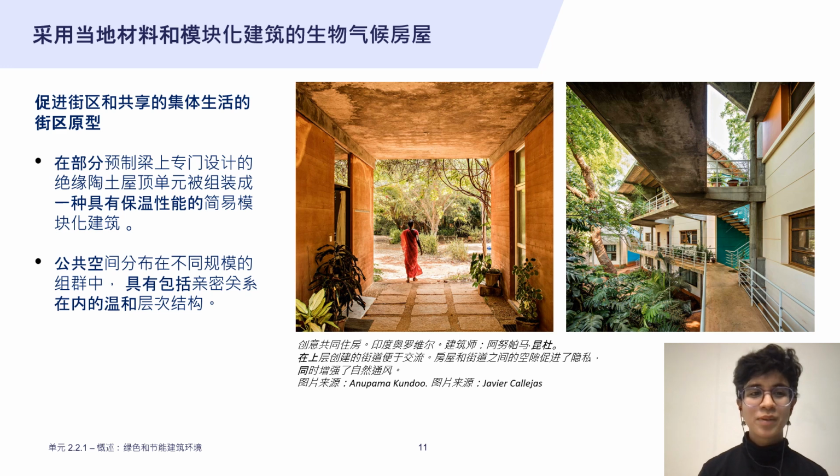Another interesting example on bioclimatic homes using local materials and modular construction is by the same architect in Auroville in India, where a neighborhood prototype for collective living promotes community and sharing. Using insulating terracotta roofing units on part prefab beams, they were assembled as an easy modular construction having high insulation properties. Public spaces in this design are distributed for different scales of grouping with a hierarchy that includes intimacy.